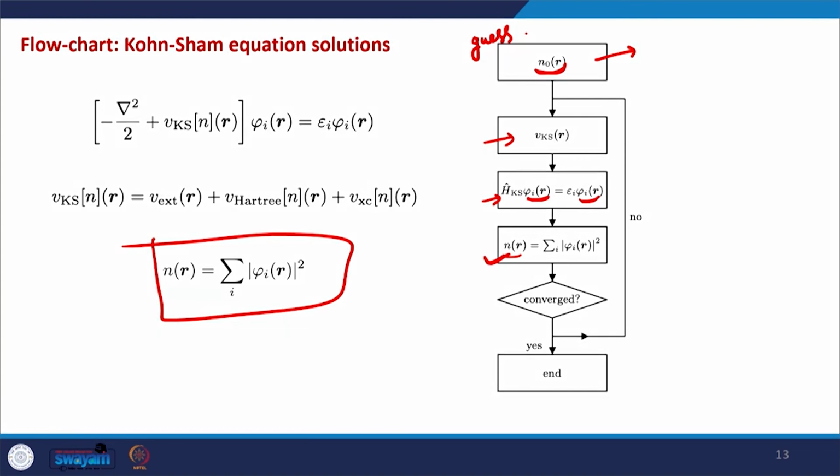If they do not converge, we go back, and with this new density function we again calculate the Kohn-Sham potential functional. From there we again calculate the phi orbitals. From there we calculate the electron density function, and this process goes on. This is known as the self consistent approach to solve the Kohn-Sham equations, from which we can calculate the electron density function. So, this in summary is the density functional theory.